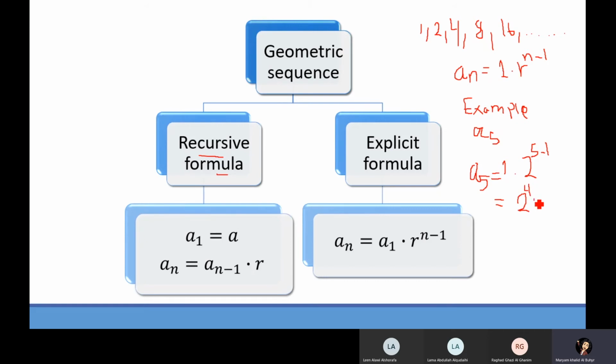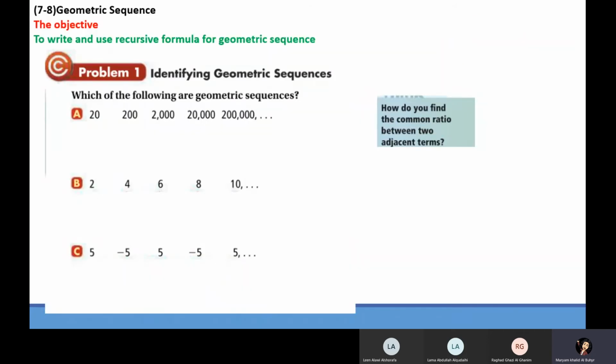If you calculate 2 to the power 4, you will get 16, because 2 times 2 times 2 times 2, 4 times, you will get 16. And if you notice here, that's the term that I need, which is 16, which is exactly the same. I'll give you more examples and details in the coming slides.